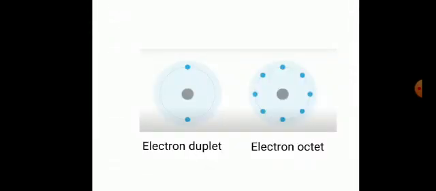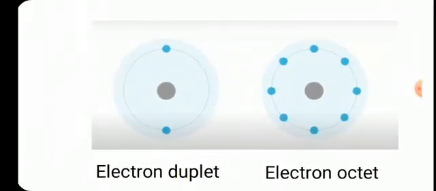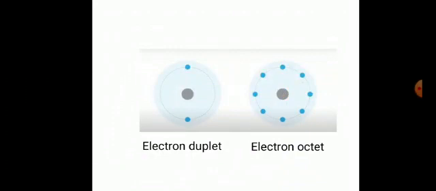Here is the electron duplet of the helium atom, and the electron octet is present in neon and argon. So it is clearly understood that valency is 0 when electron octet or duplet is complete. Atoms of inert gases do not combine with any other atom. These elements are chemically inert, means that their valency is 0.